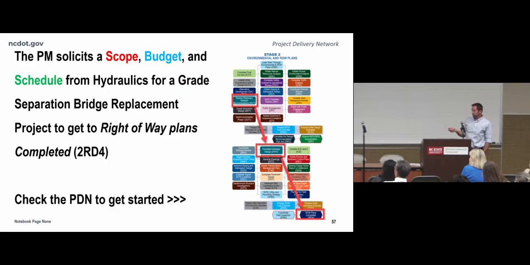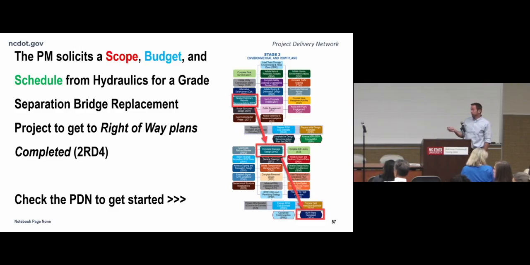The scenario is this. The PM solicits scope, budget, and schedule from hydraulics, which is me, for a grade separation bridge replacement project to get 2 right-of-way plans completed. If you don't know, grade separation bridge replacement just simply means that it's a bridge over a roadway. It's not a bridge over a river. There's no river or major hydraulic structures involved in this particular scenario. That becomes important in a little while.